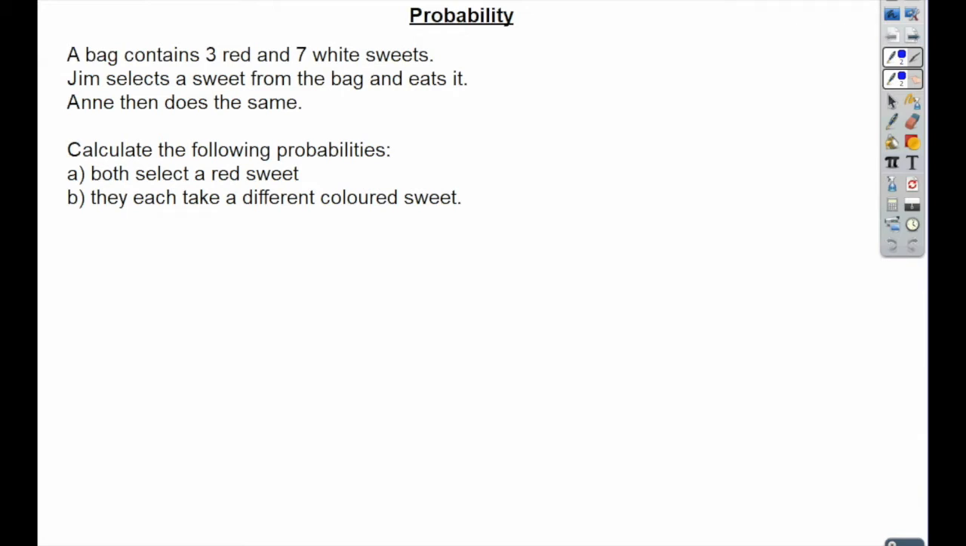Right, welcome back. So obviously it's a tree diagram question, but what's the difference with this tree diagram question? I'll show you what the difference is.